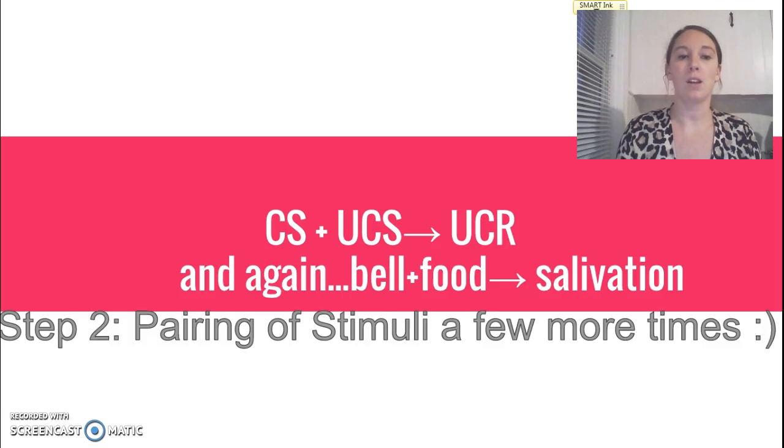And then step two is done a couple of times for good measure. In order for classical conditioning to happen, you really need to have repeated pairings, except for a couple of exceptions, which we'll be talking about.